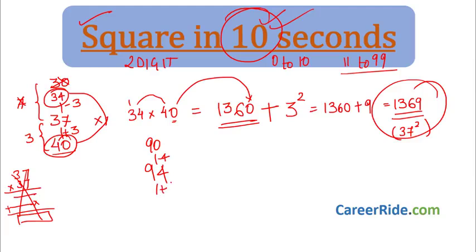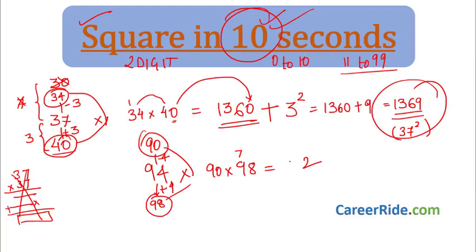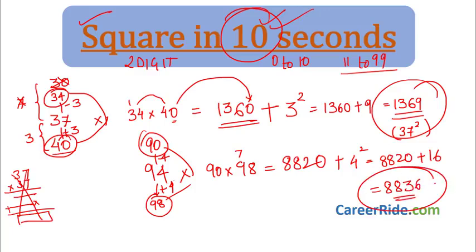So 94 plus 4, what do we get over here? 98. So we have 90, we have 98. We just multiply 9 by 98, not considering the 0. 9 eights are 72, 9 nines are 81, plus 7 is 88. We add 0, plus, since the difference is 4, we have 4 square, that is 16. 8820 plus 16 would be 8836. Again, you can check on your calculators. This is nothing but 94 square.